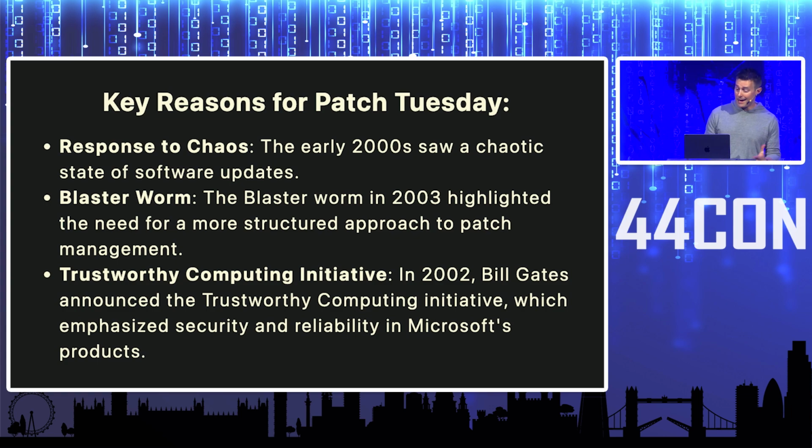One was a response to the chaos of the patch scene in the early 2000s. Essentially, Microsoft would release a patch when it was available, not on a regular basis, and so that was difficult for IT staff. There was something called the Blaster worm back in 2003, and this was an RPC DCOM vulnerability that was wormable, meaning it could spread by itself, and it was affecting a lot of machines. This is back before everything was behind a NAT, everything was maybe publicly addressable, and these worms were a big threat.